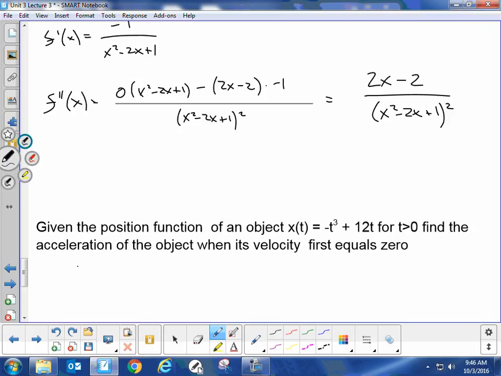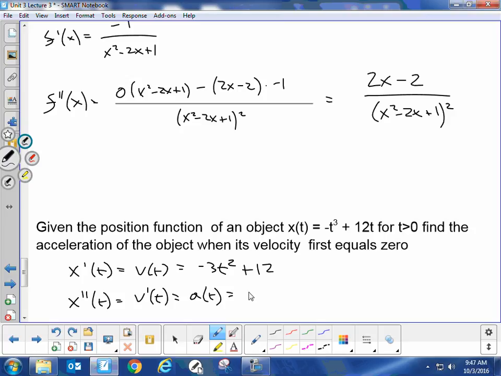Let's work our way through that. x prime is v. If we do that, the derivative of x here is -3t squared plus 12. Well, if I take the derivative again, I get x double prime, which is the same as v prime, which gives us a. The instantaneous rate of change of velocity gives us acceleration, meters per second squared. This ends up being -6t, okay? So now I have my velocity function and I have my acceleration function. I need to find the acceleration when its velocity first equals 0.